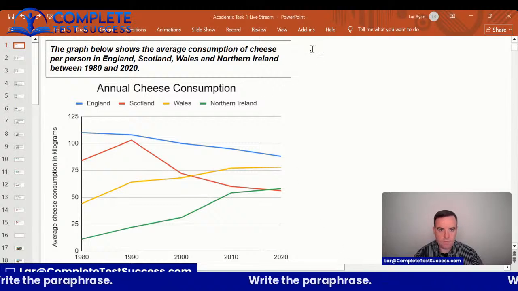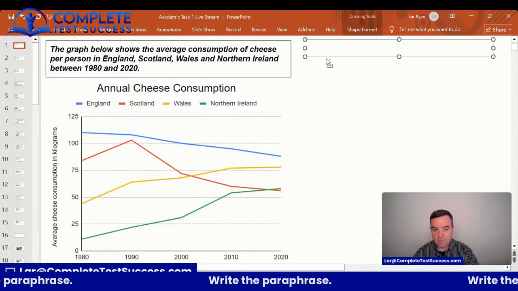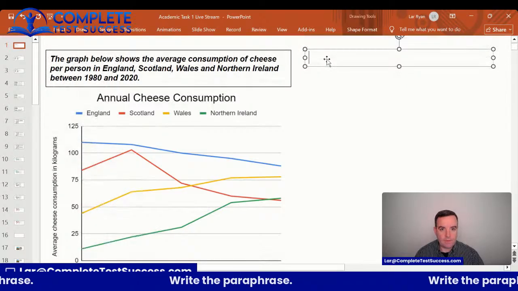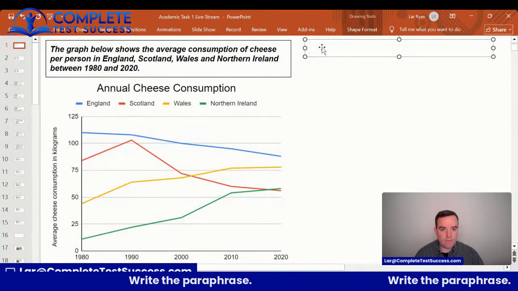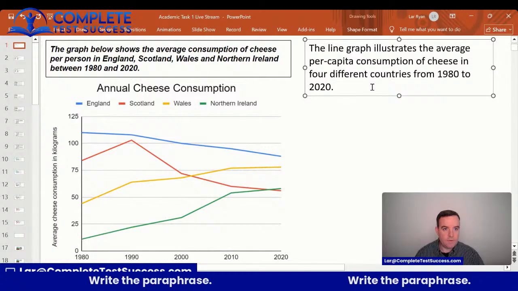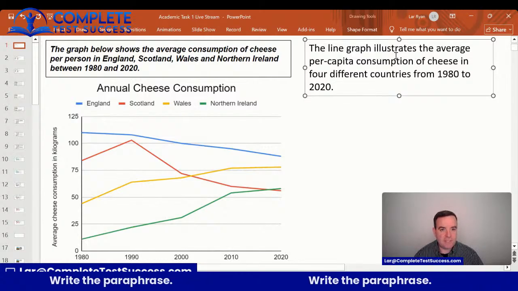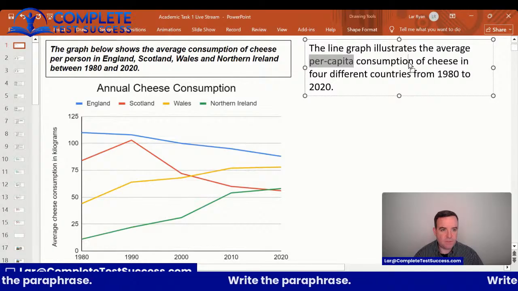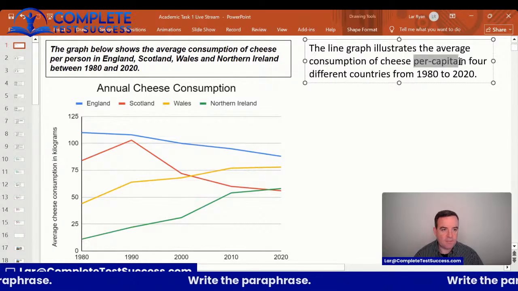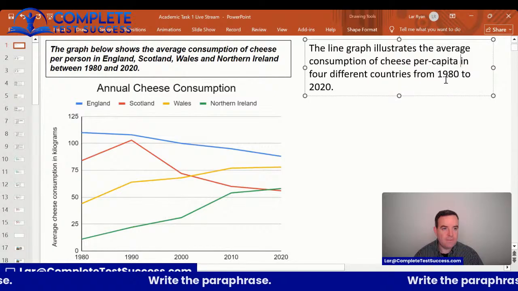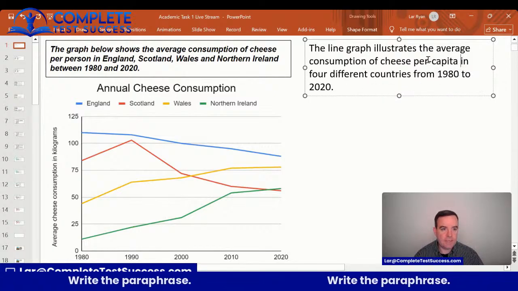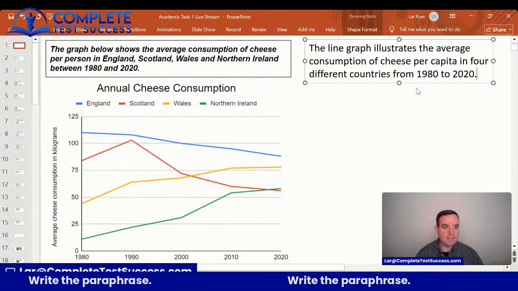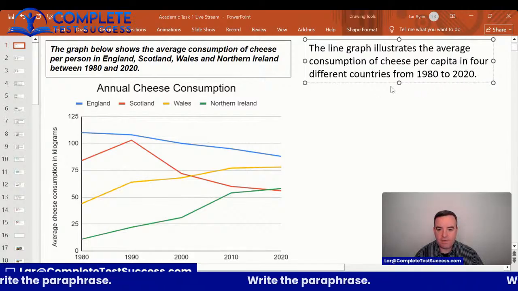Okay, so this is Dia's paraphrase. The line graph illustrates the average per capita consumption. Would it be average consumption of cheese per capita? I think it would be in that order. In 4 different countries from 1980 to 2020. Okay, so that's a good paraphrase.